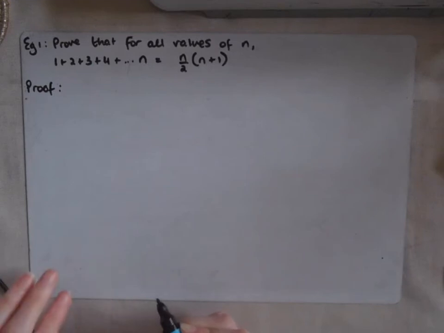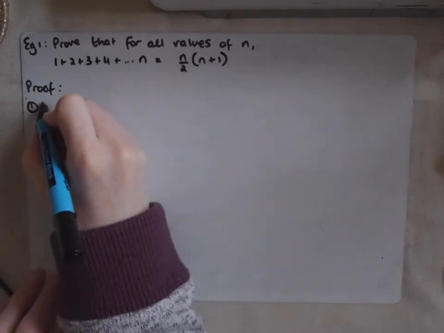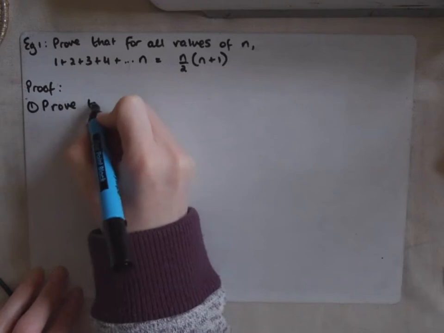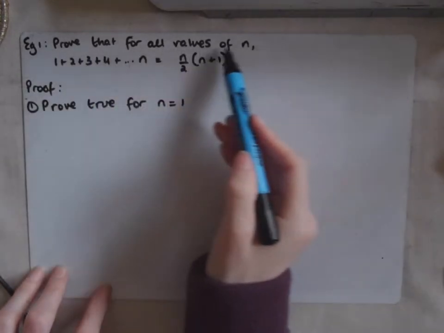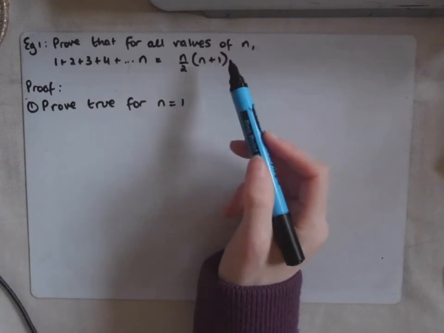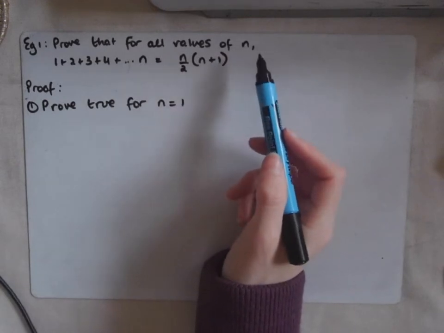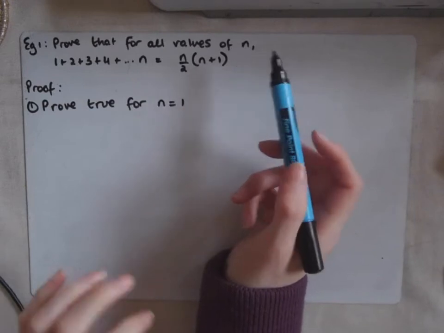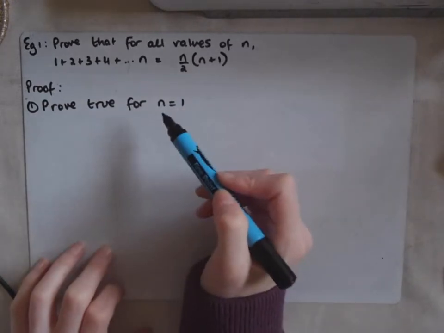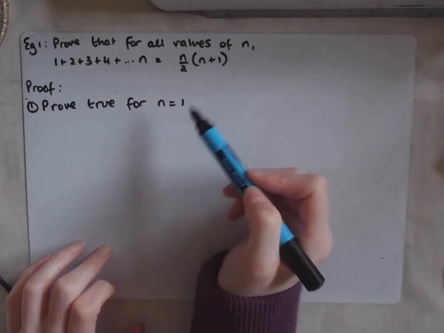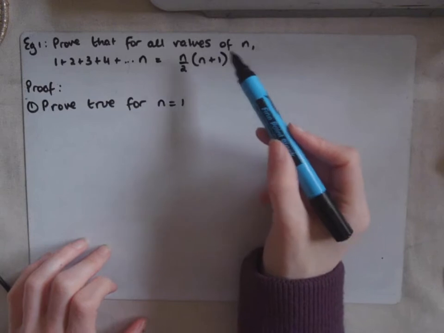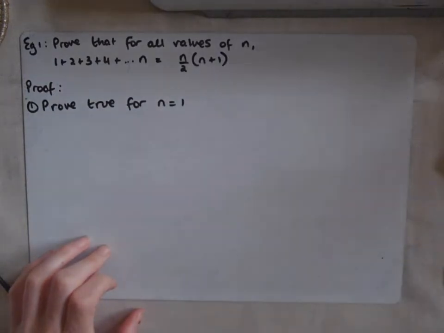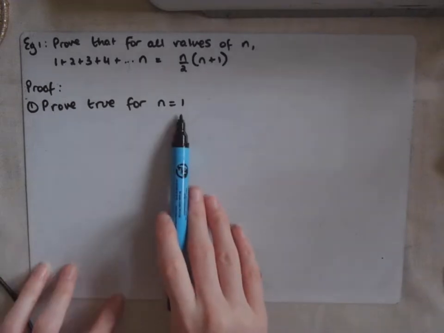we know it's 3 steps. First one: prove true for n equals 1. Now in this scenario it said prove true for all values of n. It didn't say for all values of n greater than or equal to 2. If it said that, you'd be proving true for n equals 2 first of all, because they're telling me it's not true for n equals 1. But in this scenario they didn't say that. They said prove true for all values of n. So you take the first value, n equals 1, and you prove it true.